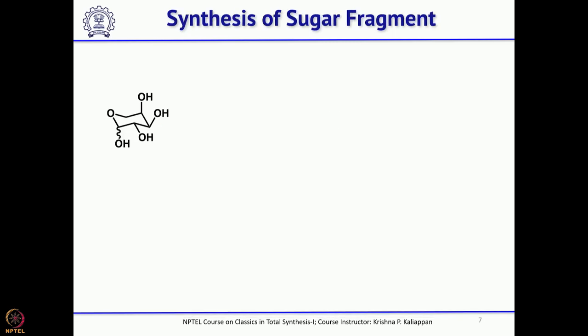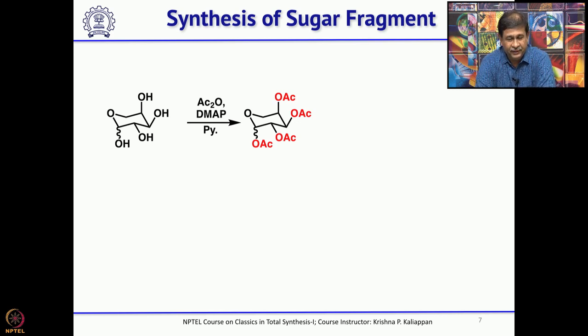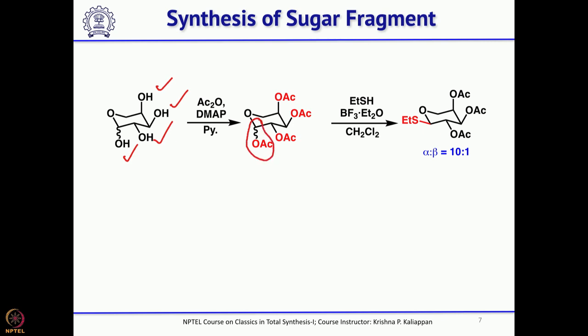Now let us see how Danishefsky's group synthesized eleutherobin. As I said, the synthesis of eleutherobin requires synthesis of two different fragments, one the carbocyclic ABC ring fragment, the other one the sugar fragment. So let us start with the synthesis of the sugar fragment, for which he started with the commercially available D-arabinose, and the first step was peracetylation, that is all the hydroxyl groups including the lactol hydroxyl group were acetylated with acetic anhydride and DMAP. Then this particular anomeric acetoxy group can be easily displaced with ethanethiol under Lewis acidic conditions, and here you can see the alpha anomer is the major isomer.